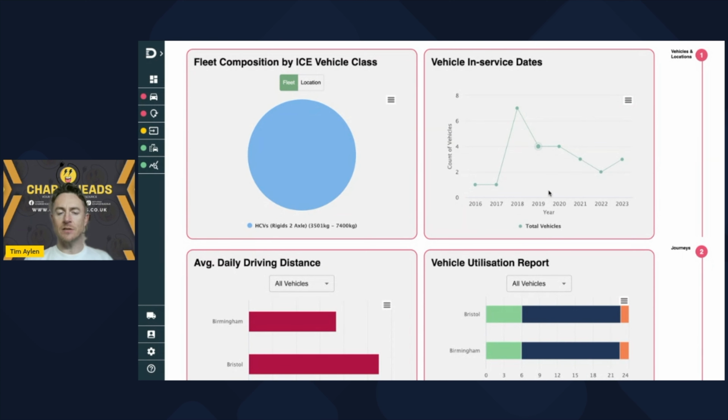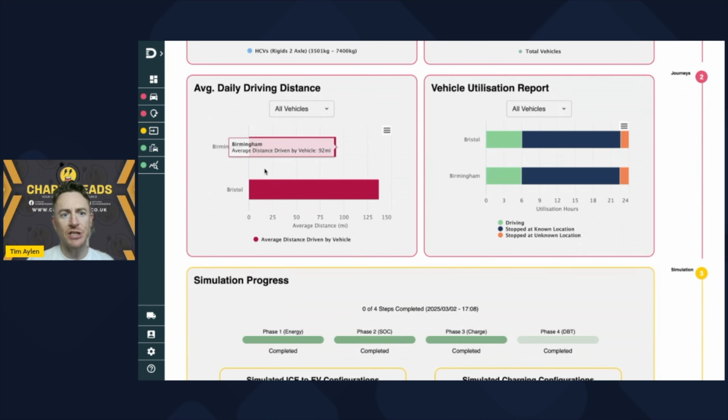Vehicle in service dates. Why this is important is to help with your EV rollout strategy, which essentially means when, because you don't want to transition all your fleet to electric all at once. Not only is that going to be extremely costly, but also, you might have vehicles in the operation that don't need changing yet. So we put all the ICE vehicles in terms of when they're due to come off. And this helps to iron out those peaks in terms of cost, reducing that CapEx cost. We've got the average daily driving distance of each depot.